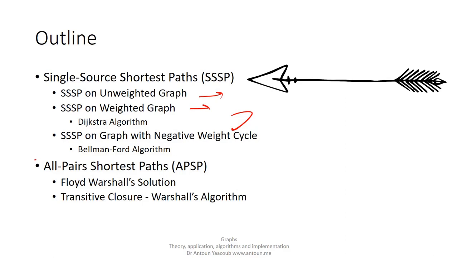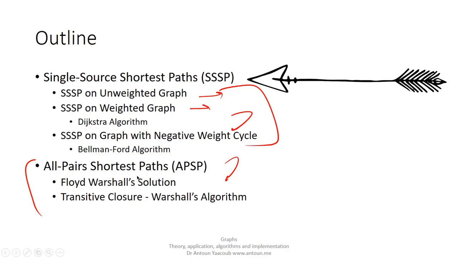Then we will move to the more generic problem, which is the APSP, the all-pairs shortest path problem. So we are calculating the shortest path between any two vertices, as if we are running these algorithms again from each vertex. However, we have different algorithms, namely Floyd-Warshall's algorithm, and then we'll apply Warshall's algorithm to calculate the transitive closure. We'll talk about that whenever we reach that part.